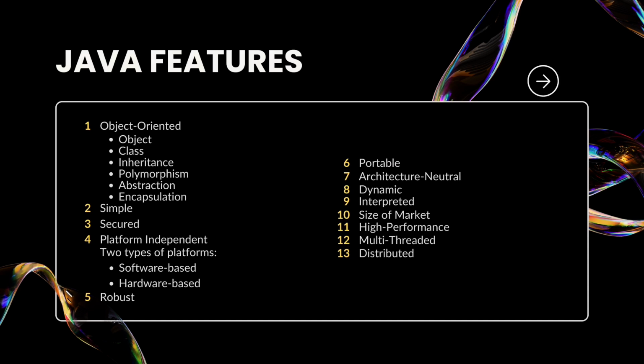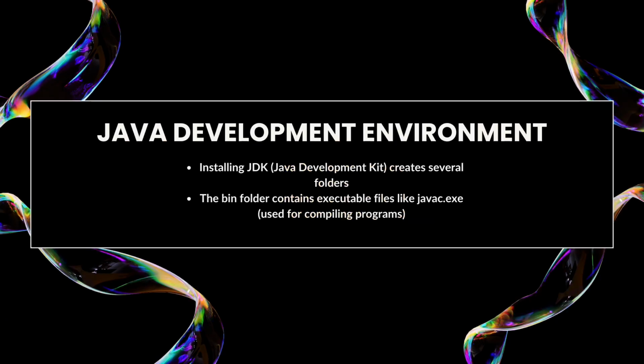Java is also dynamic, interpreted, multi-threaded, and distributed. These features allow Java to handle multiple tasks at once and operate efficiently across networks, making it ideal for web-based and enterprise-level applications. When you install the Java Development Kit or JDK, it creates several folders essential for programming. For example, the bin folder contains executable files like java.exe, which is used to compile your code.